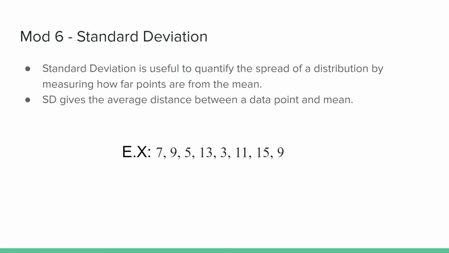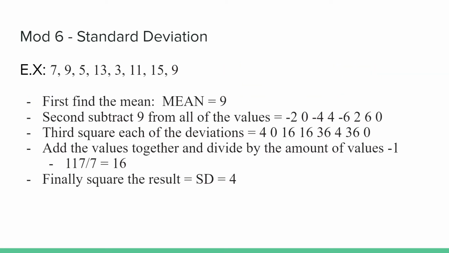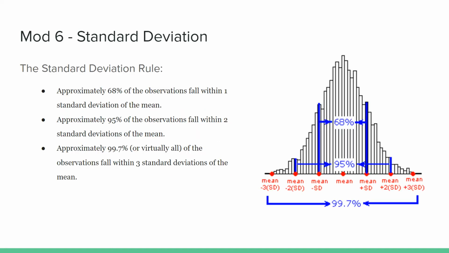Standard deviation can be used to quantify the average distance between data points and the mean. To get this, get the mean, subtract from all the values, square the values, and then add them together and divide by the number of values minus 1. Finally, you root the result. There are some rules that come with standard deviations, as you can see right now. And that wraps up Mod 6, and we will now move on to Mod 7.